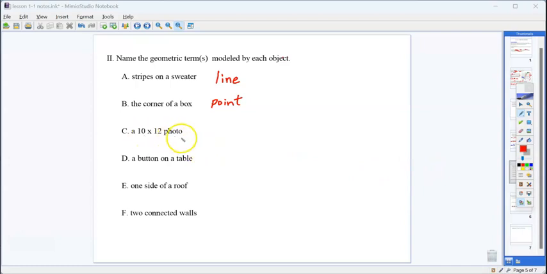A 10 by 12 photo, well, remember what a plane is. It's a flat surface that technically extends infinitely in all directions. And I know a 10 by 12 photo doesn't actually do that. But again, we're just talking about a representation, a description of what a plane would look like. So letter C would be a plane. Letter D, a button on a table. That would be a point.